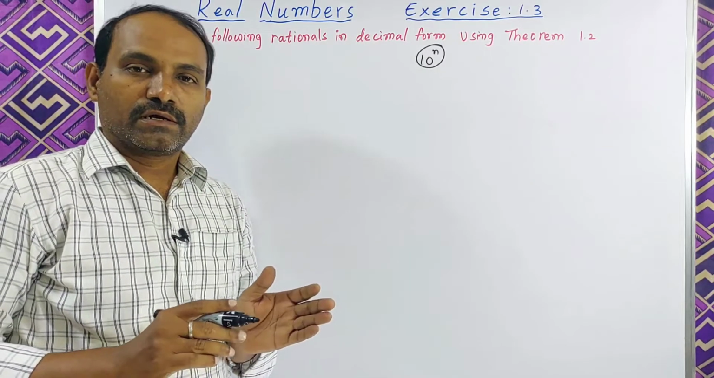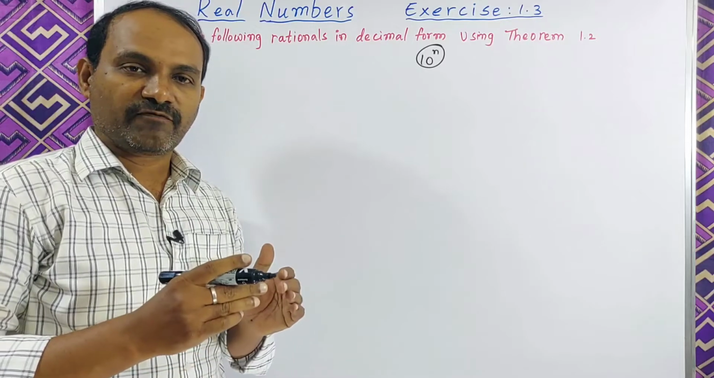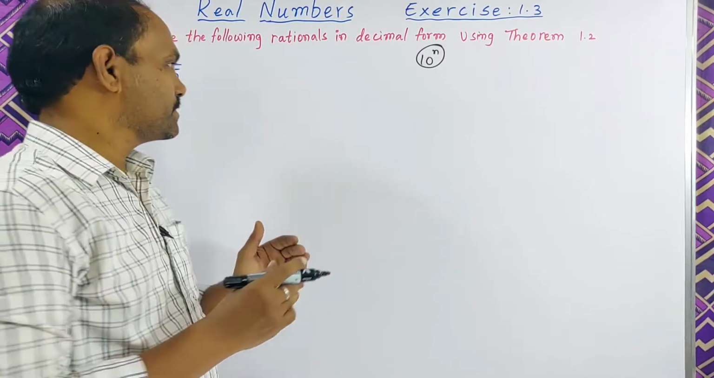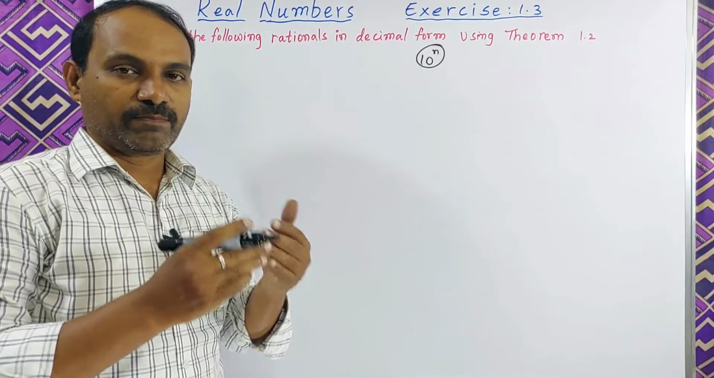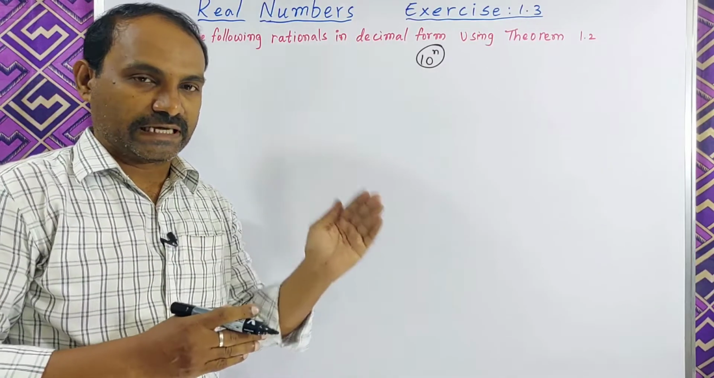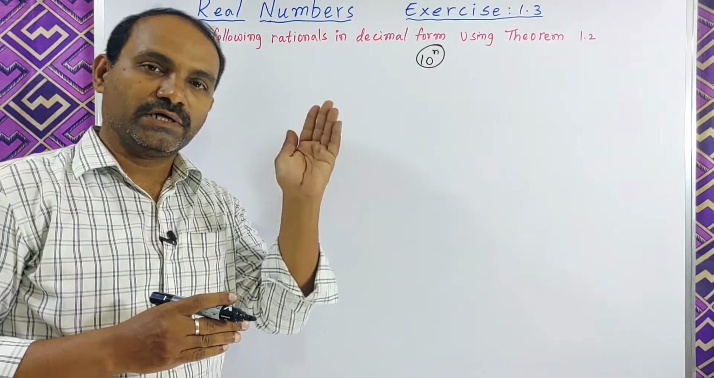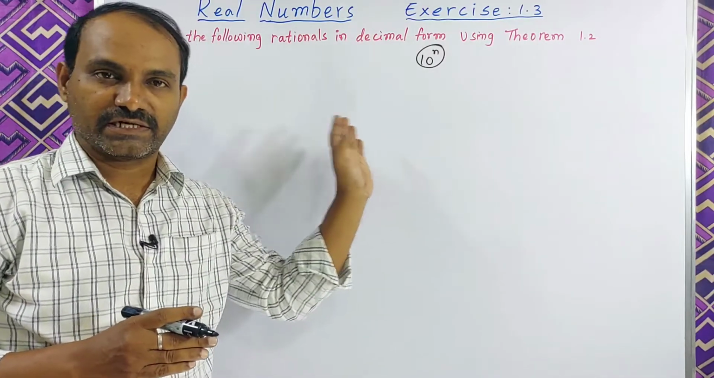How can we write it in 10 power n form? 25 is there. How can we change it into 10 power n? The denominator must be 10, 100, 1000, 10,000, like that. We can change the denominator like that.